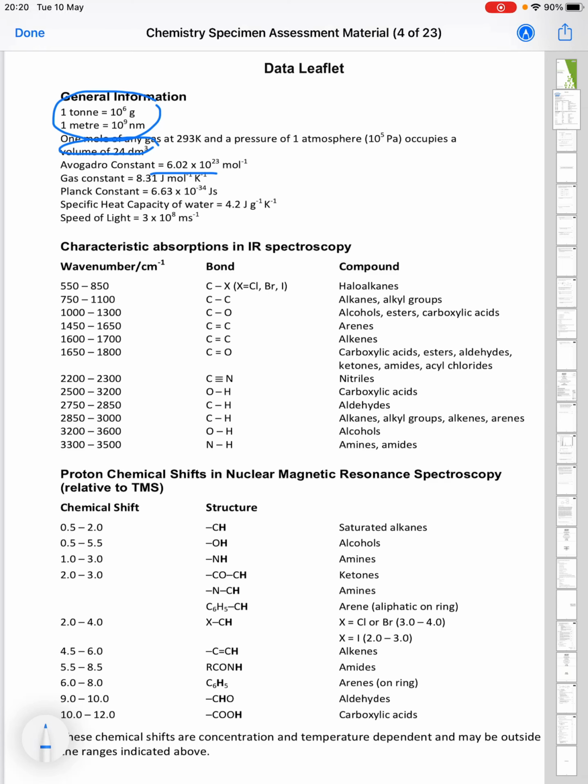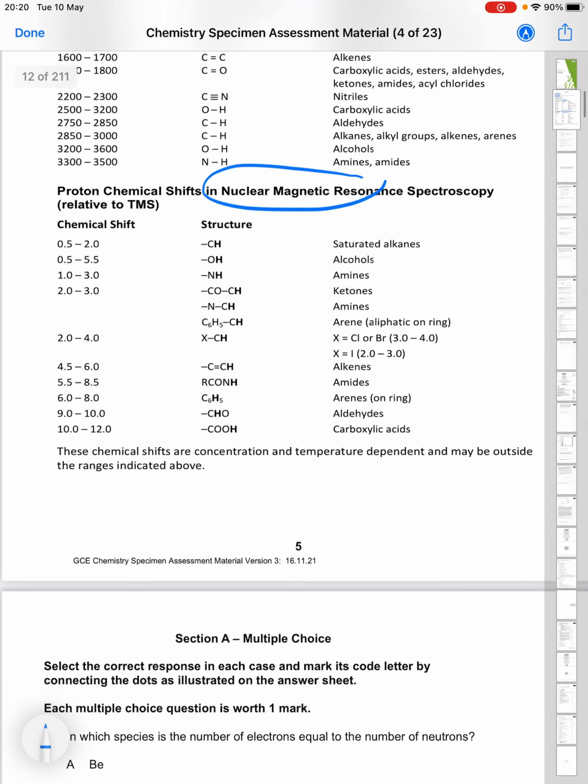The wave numbers here are all for infrared, and then the NMR stuff is for next year, so you don't need to worry about those this year. Not in this paper anyway.